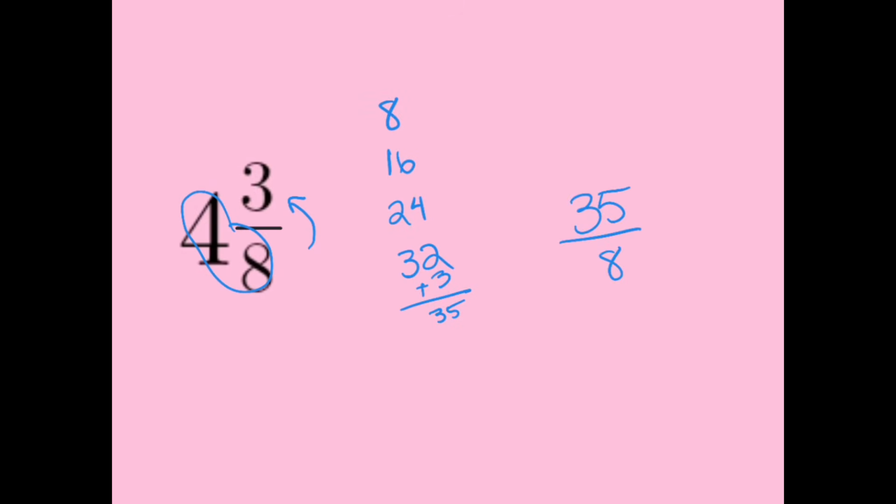Here we have 4 and 3/8. There are 4 wholes with 8 in each whole. Let's skip count by 8 4 times. 8, 16, 24, 32. So we multiplied 8 and 4, we got 32. Now we have to add the 3. So we end up with 35. 35 of those eighths. So 4 and 3/8 is equal to 35 eighths.